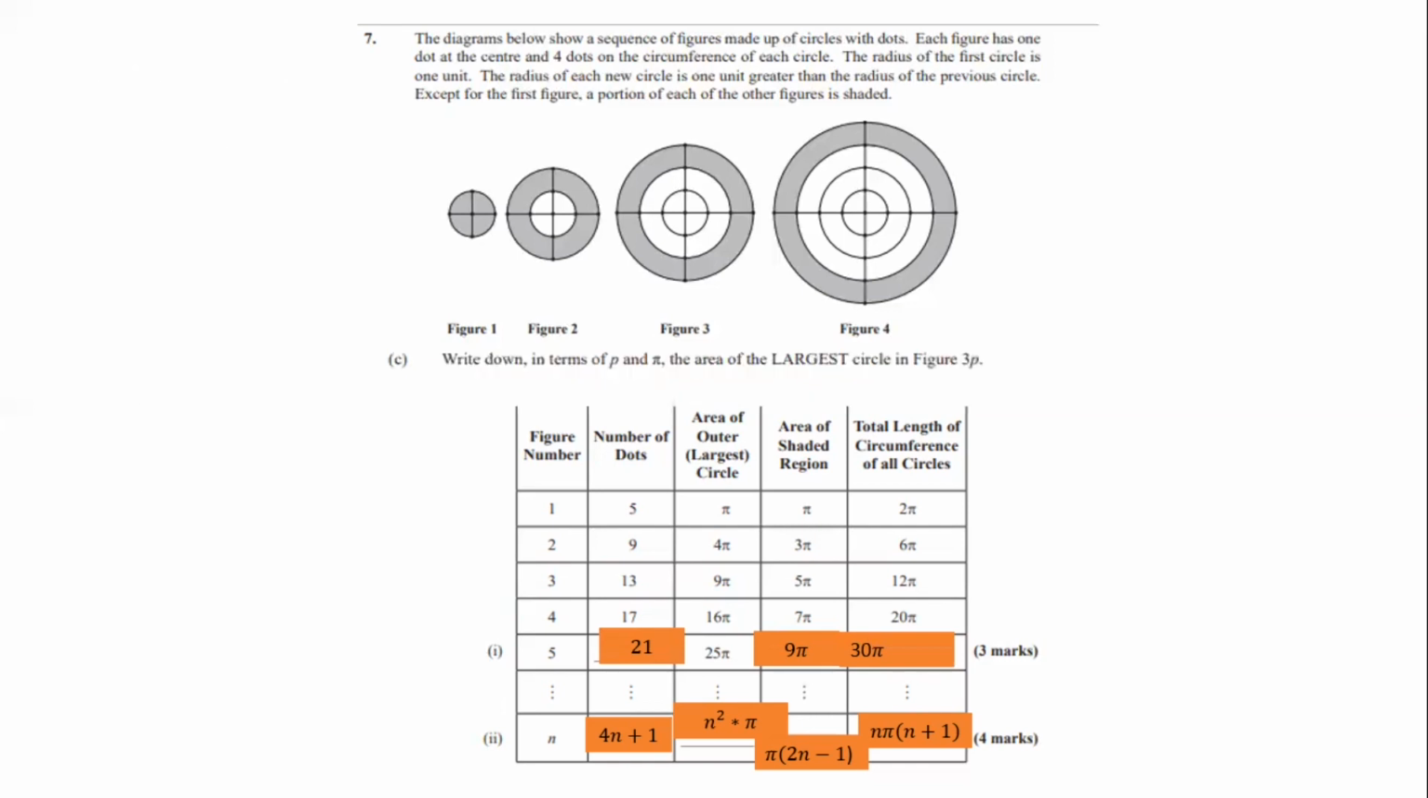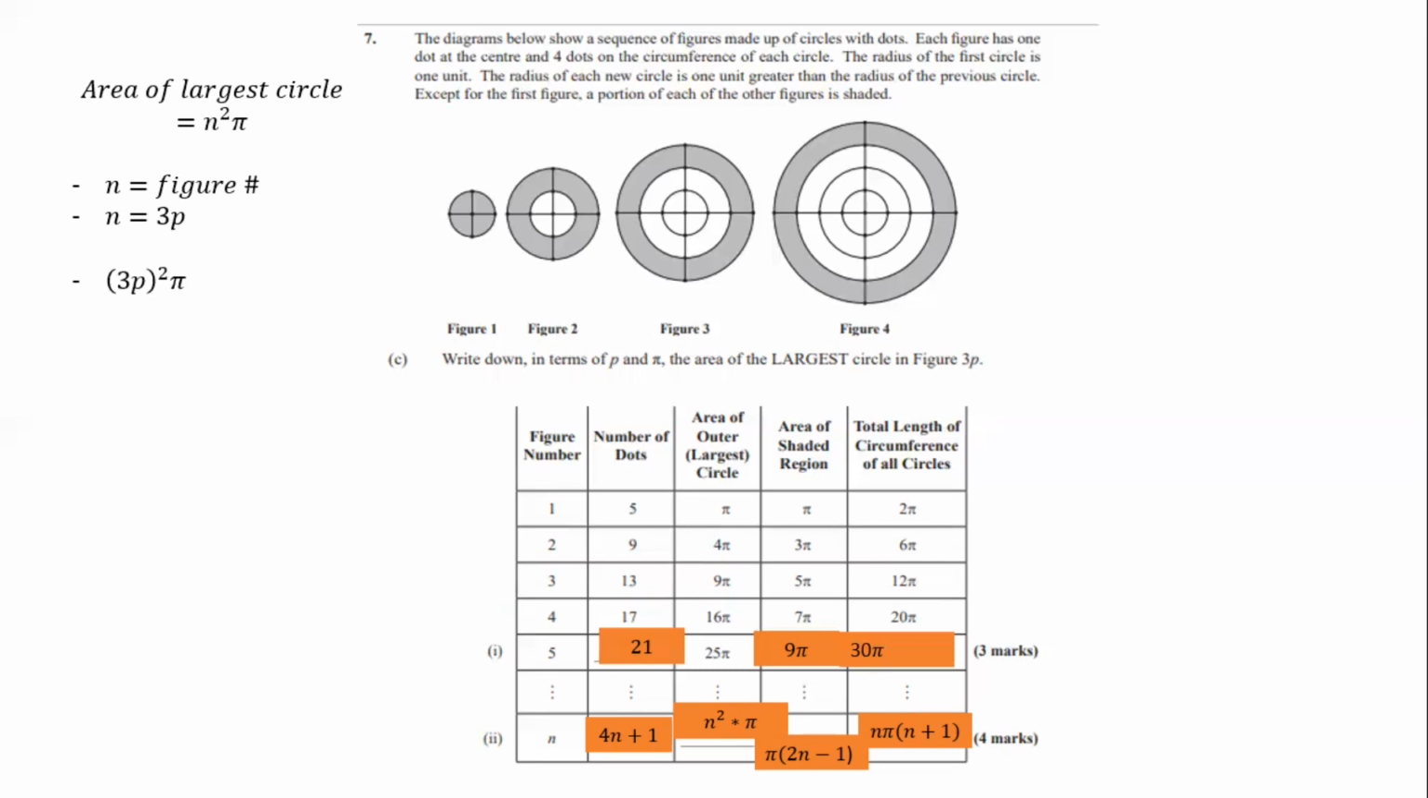Part C now says, write down in terms of p and pi the area of the largest circle in figure 3p. So now it's no longer just figure 3, but it's now figure 3p. So we're calling it figure 3p. So for example, we have figure 1p, figure 2p, figure 3p, and figure 4p. So the area of the largest circle, the formula that we have for that, which is column 3, was n squared multiplied by pi, or n squared pi, where n was equal to the figure number. Now our figure number is 3p, so therefore n is equal to 3p, and this 3p is what we're going to put into our formula, replace n with.